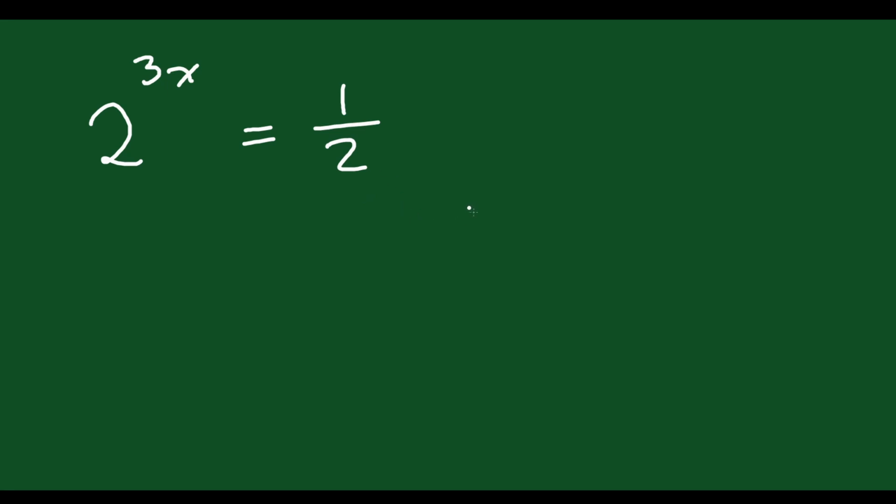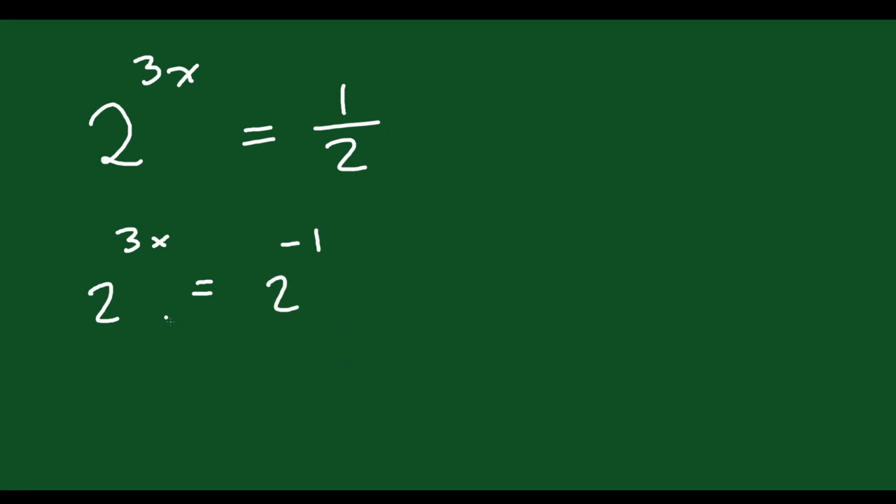Well, the strategy I would implore you to try is to make both the bases the same. So on the left here we have a base of 2, and it's to the 3x. And on the right, the base is currently a half, but we could change that to a base of 2, right? If you recall, 1/2 is the same as 2 to the negative 1.